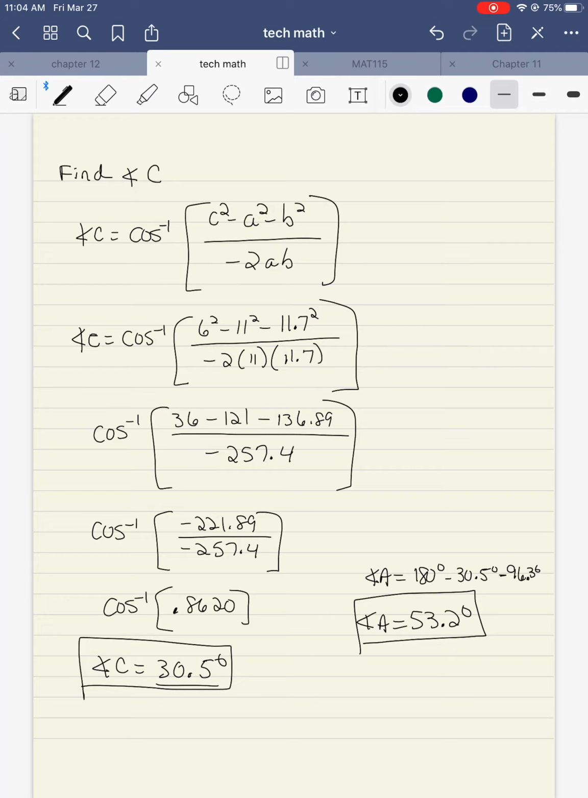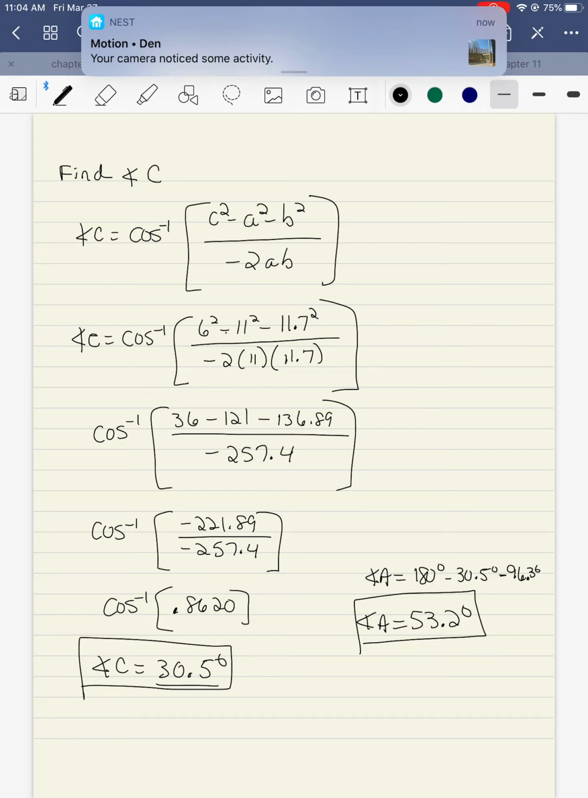Now I want to find angle C. Well, the formula for angle C is inverse cosine of c squared minus a squared minus b squared divided by negative 2ab. So c was 6, so 6 squared minus 11 squared. b now is 11.7, so minus 11.7 squared. Divided by negative 2 times a, that's 11, times b, which is 11.7. So 6 squared is 36, 11 squared is 121, 11.7 squared is 136.89.